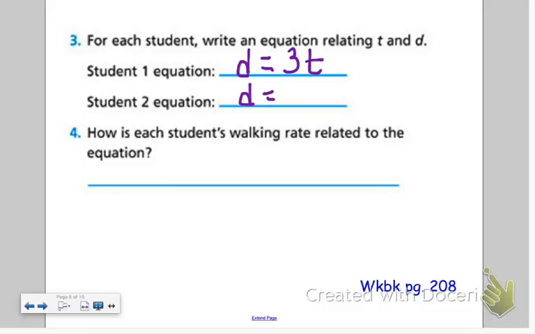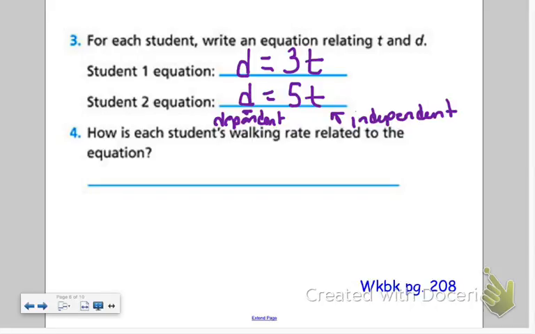Remember, they didn't go 3 feet per second, they went 5 feet per second. So I might say 5 times t. If they go 2 seconds, I would do 5 times 2 to get the distance. If they went 4 seconds, I would do 5 times 4. So in order to get the dependent variable, I have to do something to my independent variable. And that independent variable is being multiplied by the unit rate, how many feet they go per second.